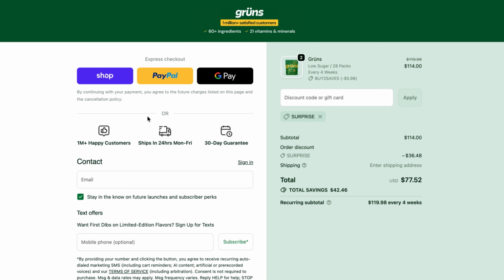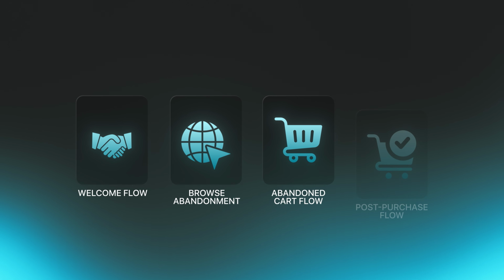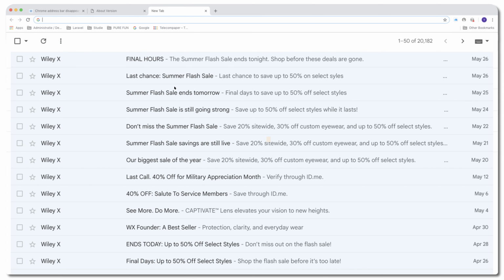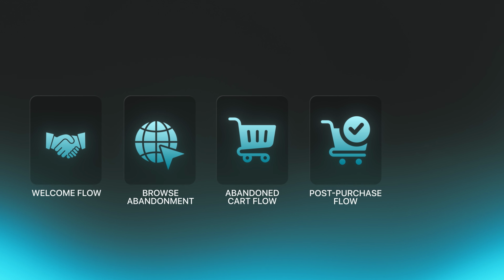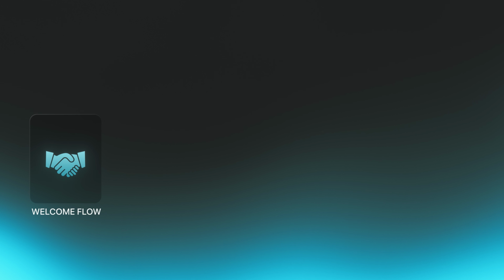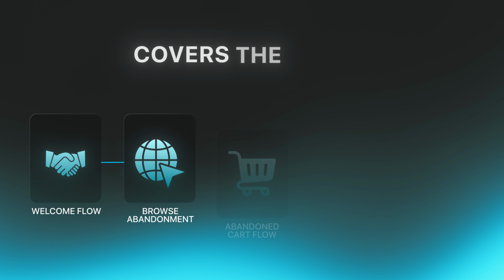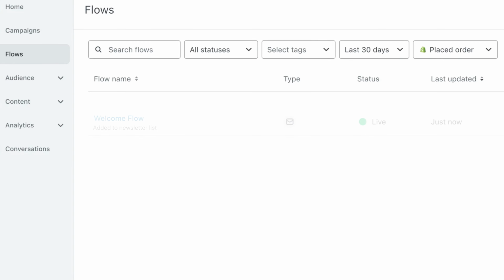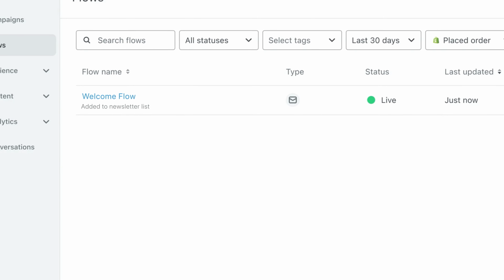Now, once we get somebody to actually purchase, they'll be put into the post-purchase flow, which is flow number 4. And finally, if somebody stops engaging with our emails over time, they'll be put into the sunset flow, which is flow number 5. So essentially what we've done here is set a foundation that covers the entire customer journey from start to finish. So let's deep dive into flow number 1, the welcome flow.